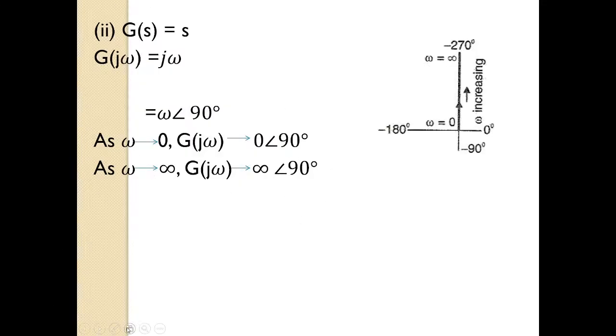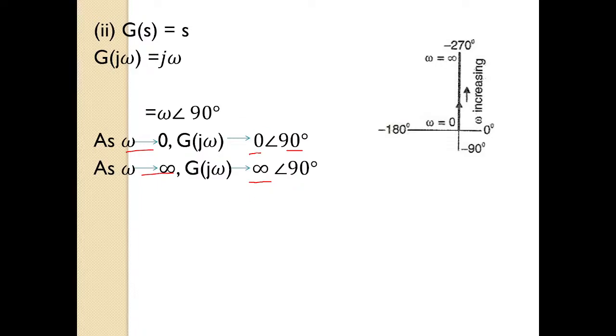Now substitute omega equal to 0 and omega equal to infinity in the above equation. The magnitude you will get is 0 for omega equal to 0, and for omega equal to infinity the magnitude again you will get infinity, and the phase angle is 90 degrees for both the cases. So it is plus 90, isn't it? It is plus 90. Earlier, if you remember, in the previous sketch it was minus 90.